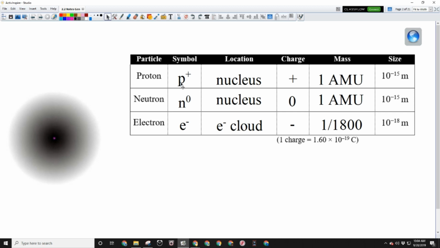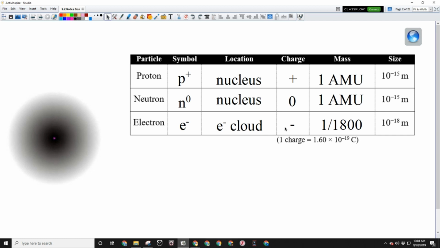For your protons, the symbol for a proton is a P with a plus sign because the charge of protons is positive. Neutrons are a lowercase n with a 0 because the charge of neutrons is neutral, or 0. And for the electrons, it's a lowercase e with a little negative sign because they are negative.